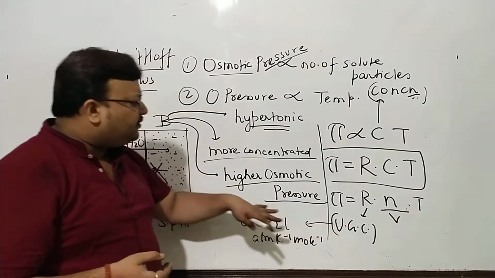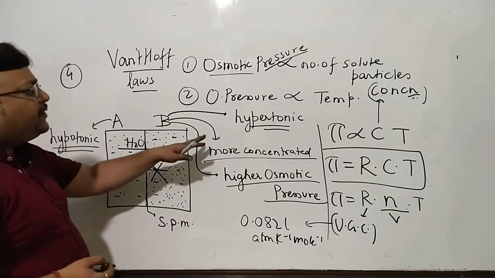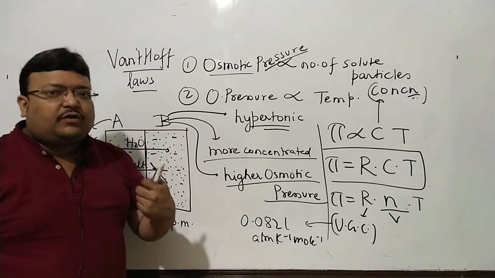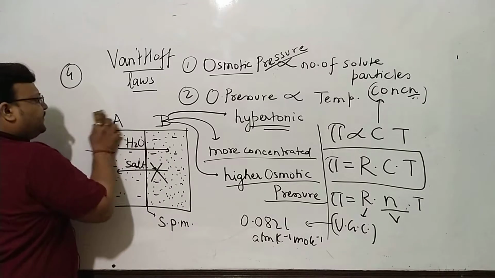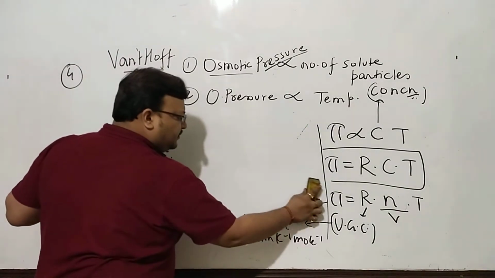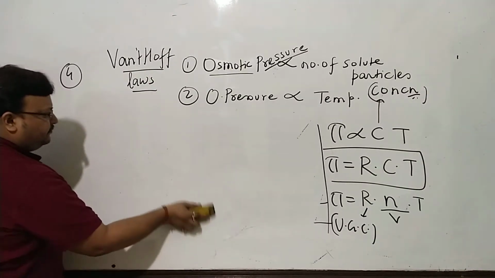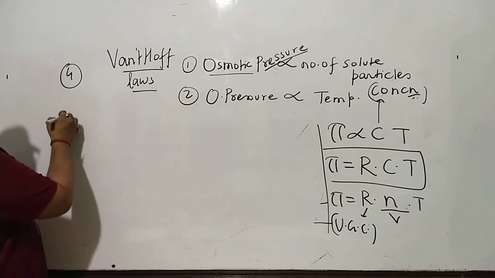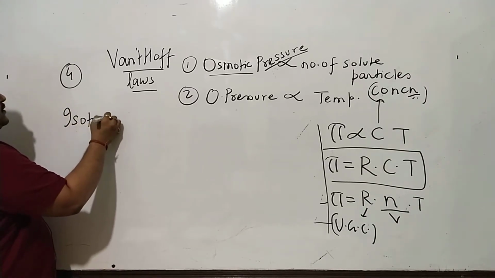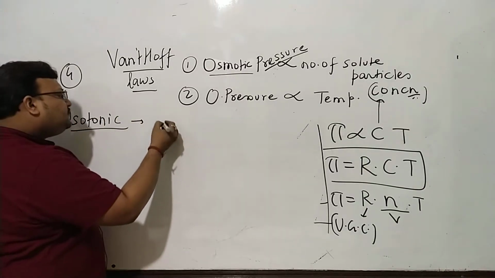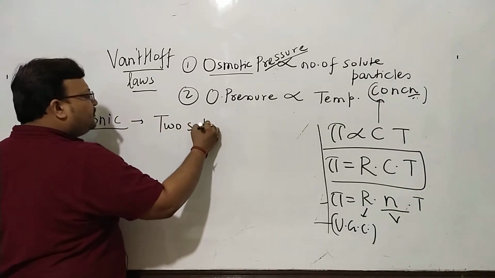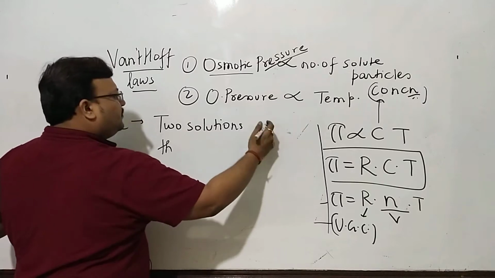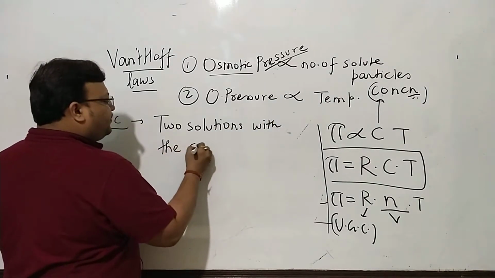I'm going to remove this clutter first. This one is hypertonic because it has higher osmotic pressure, and this is hypotonic, lower osmotic pressure. I'll give you one more term. If there are two solutions having the same osmotic pressure, the two are called isotonic. Isotonic solutions are those two solutions with the same osmotic pressure.